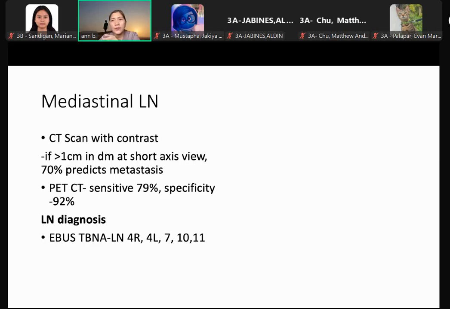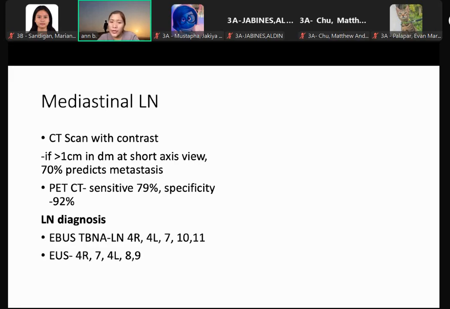So how do we do the biopsy for pulmonary lymph nodes or the mediastinal lymph nodes? We have the EBUS TBNA, or endobronchial ultrasound guided transbronchial needle aspiration biopsy. And these are the lymph nodes that are accessible. So again, be sure to note this one. Lymph node at the station 4 right. So that is the meaning of 4R.